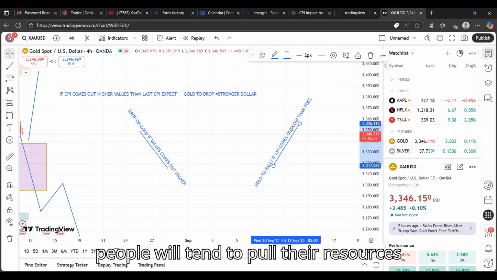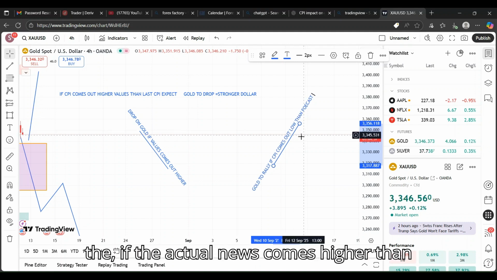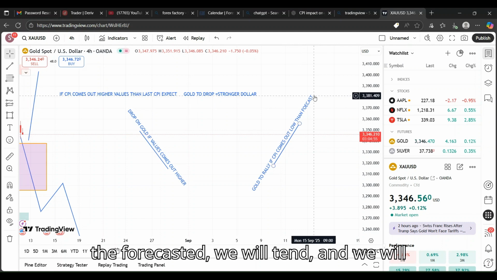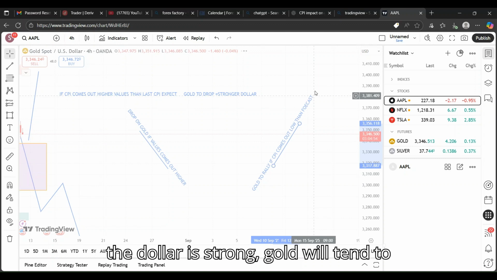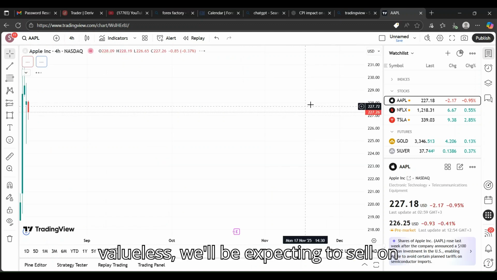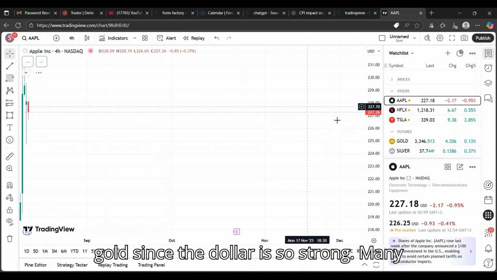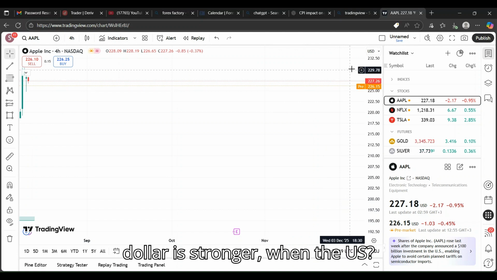Many people will tend to pull their resources, and so if the actual news comes higher than the forecasted, we will tend to have a strong dollar. And when the dollar is strong, gold will tend to be valueless. And when the gold is valueless, we'll be expecting to sell on gold since the dollar is so strong. Many may ask, what happens on gold if the dollar is stronger?